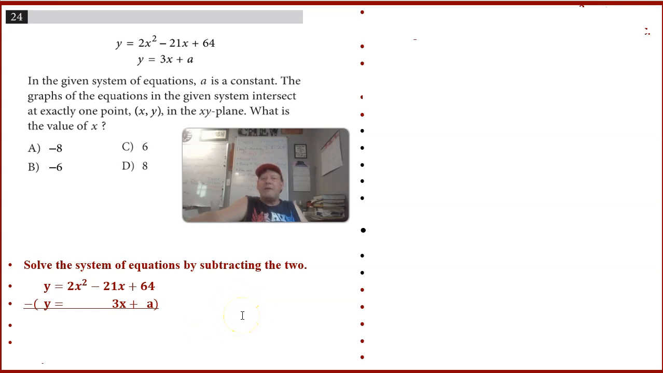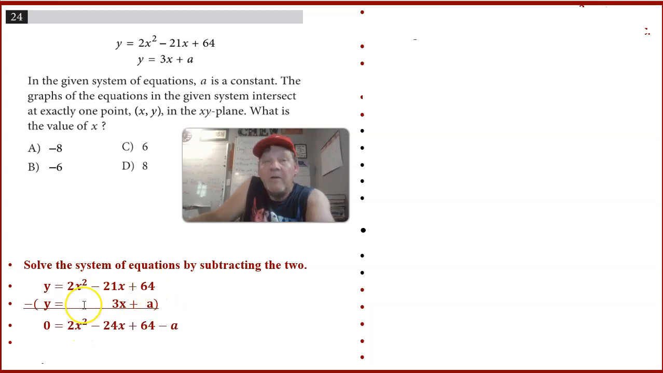I'm subtracting them because I'm going to get a 0 here equals something, and we can solve for the roots when that happens. If you substitute here, you're going to get a kind of complicated algebra mess, but you could try that if you wanted to. I'm just going to subtract a y from a y and get a 0. And then I'm going to subtract a 3x from a minus 21x and get a minus 24x, and subtract an a from a 64 and get 64 minus a.